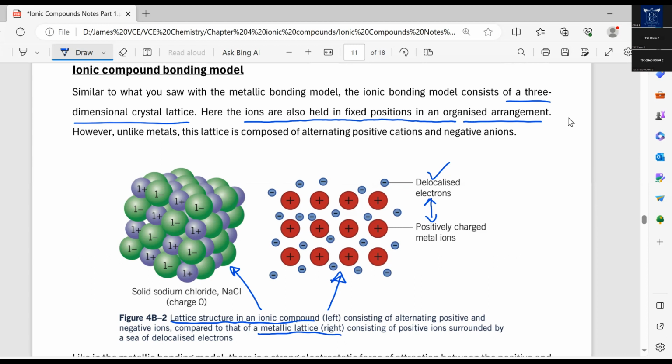So they are in a solid crystal structure, they are fixed ions. Having these fixed ions makes them unable to conduct electricity in the solid state, because their ions are not moving.